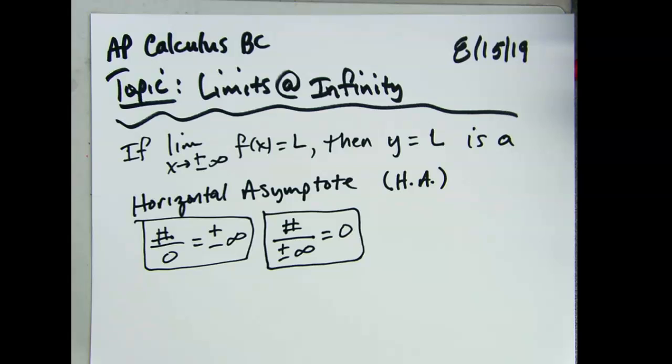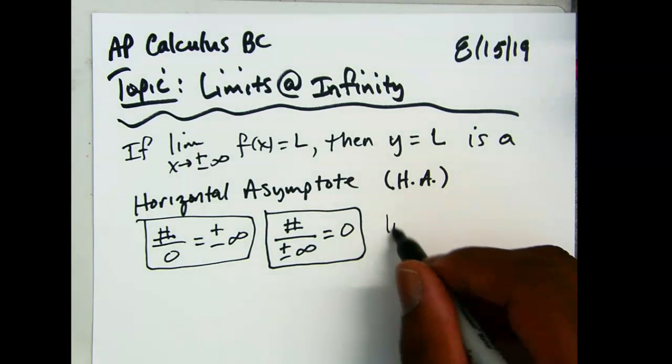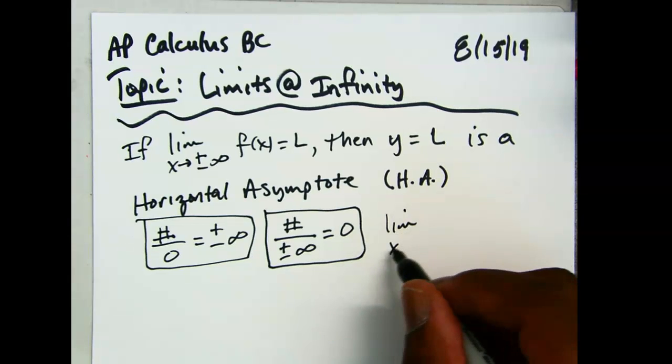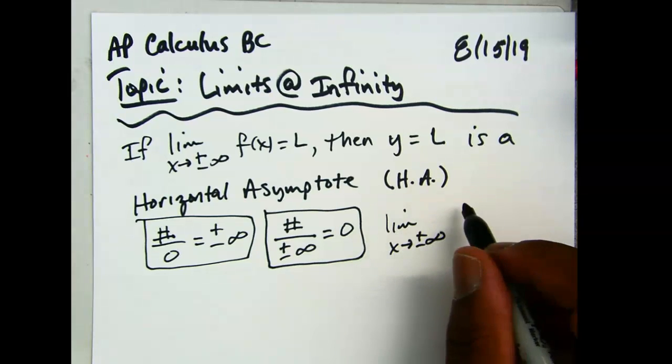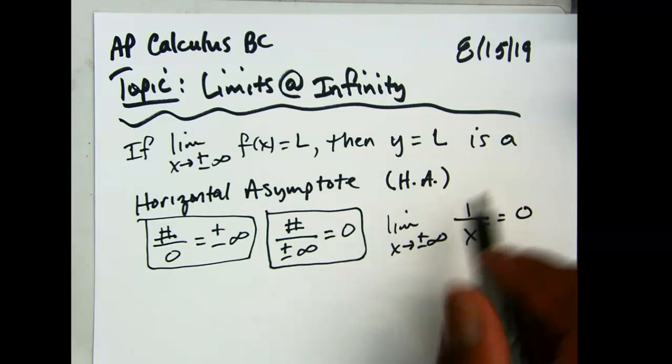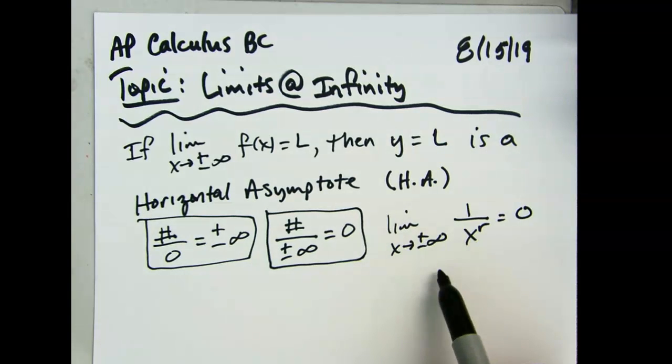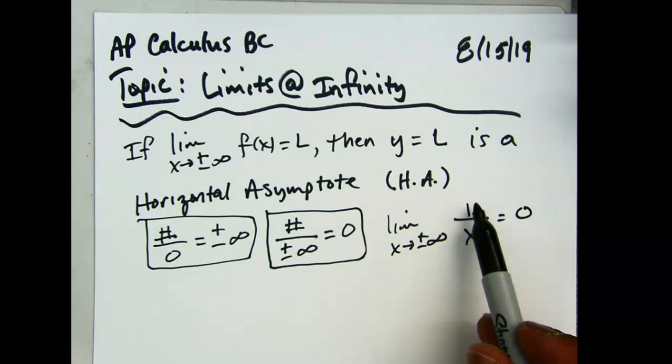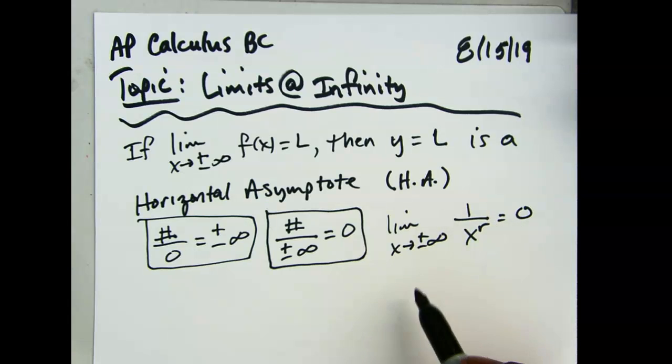So if you think about it, let's say you have 1 over 10, 1 over 100, 1 over 1,000. As your denominator is growing and growing and growing, that number is getting smaller and smaller and smaller. And eventually, it's going to converge to 0. And then finally, the limit as x goes to positive or negative infinity of 1 over x to the r is equal to 0. So as x goes to positive or negative infinity, you're still going to get 1 over infinity, which is 0.